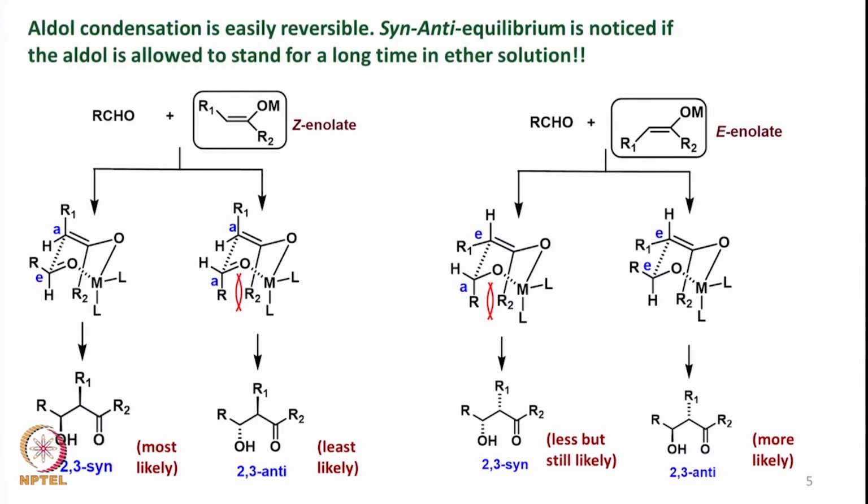Now, the aldol condensation that you can see here is generally reversible, because unless the reaction is worked up with acidic or basic conditions, depending on what kind of enolates are used, the reactions are basically reversible. And Syn-anti equilibrium is noticed if the aldol is allowed to stand for a long time in ether solution. So, why is it that the Z enolate gives more syn product, and the E enolate gives a kind of mixture? Suppose you allow this aldehyde to react with the Z enolate like this.